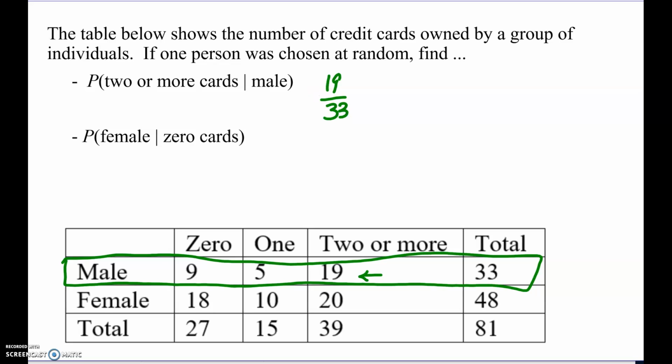Right? Now the second one says, what's the probability of a female given that the person has 0 cards? So the given is where we narrow. So we narrow to this column, 0 cards, and we hone in on the number that are female there. So for this one, it's going to be 18 out of 27.